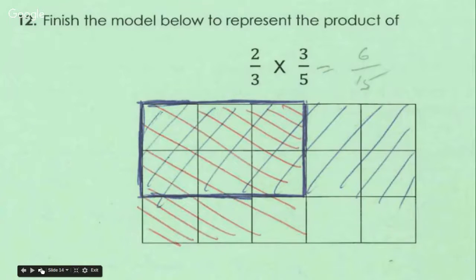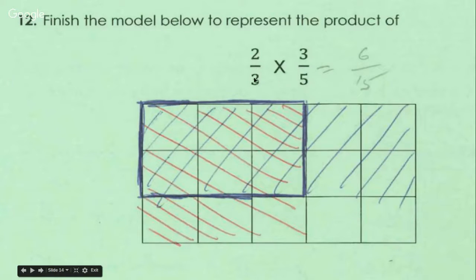All right, on to question number 12. Finish the model to represent the product of 2/3 times 3/5. Again, the big thing with this, just like the one earlier, is counting your boxes. So we've got 1, 2, 3, 4, 5 across the top, and 1, 2, 3 going down. Since it's 5 across the top, that means that 3/5 is going to be modeled vertically. So we've got 1, 2, 3 columns that I shaded in with my red slanted lines. That would be my 3/5, 3 whole columns from top to bottom.